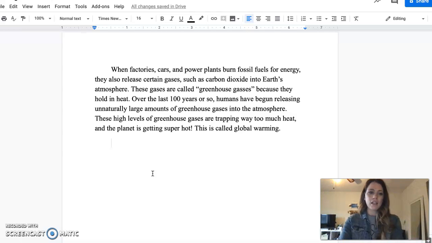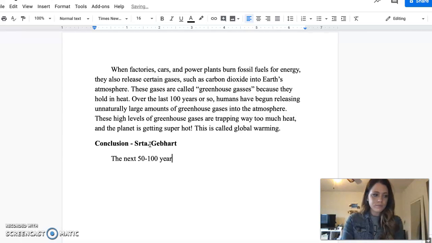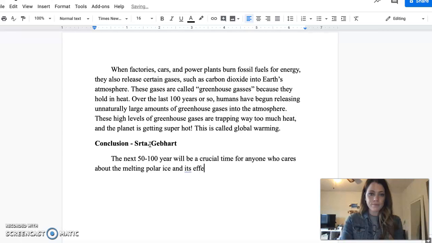Okay, so here's how I'm going to model my conclusion. And I'm going to mark it as conclusion right now, so it's obvious for my partner that this is the conclusion, and I would probably put my name up here as well. So I know, for me, when I'm grading it, I know who wrote it. Again, I indent, and I'm going to start my conclusion like this. The next 50 to 100 years will be a crucial time for anyone who cares about the melting polar ice and its effects. Okay, so right there, tying to people. Anyone that cares about this and the effects of it, it's a crucial time for us.